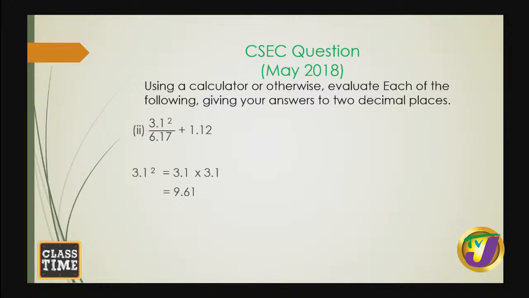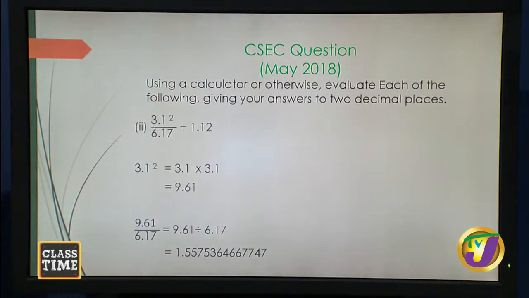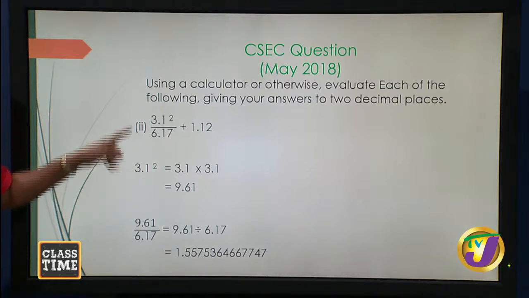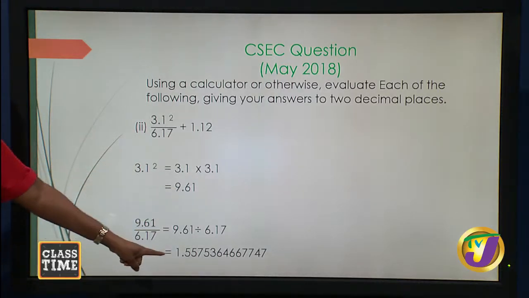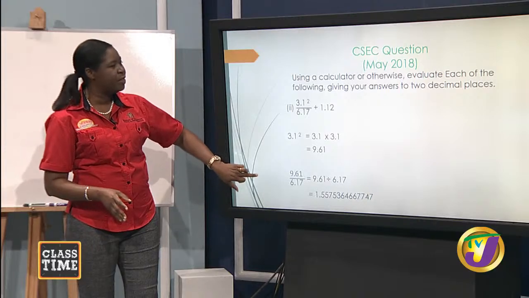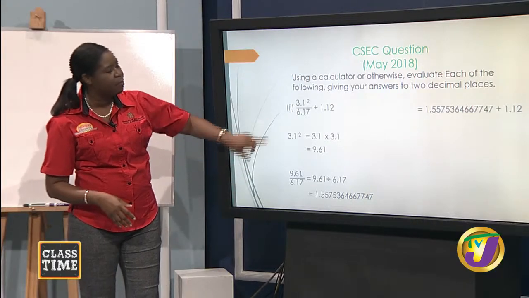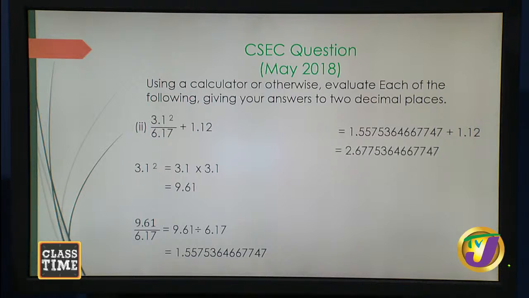So when we do that division, we'll get this long, long number. Yes, 9.61, which was the new numerator, divided by 6.17 will give us this long number here: 1.5575364667747. Now we see these long numbers on the calculator. And then the next operation is supposed to be addition. That's the final step for the operation. And when we add them together, we're getting 2 points.